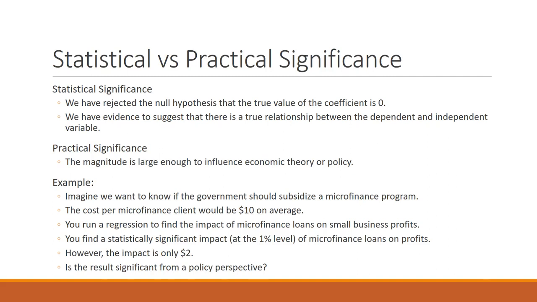Now, we know what statistical significance is. Statistical significance is where we've rejected the null hypothesis that the true value of the coefficient is zero, or that the true relationship between the different variables is zero. All right, statistical significance is where we conclude that we have evidence to suggest that there really is a true relationship between the dependent and the independent variables.